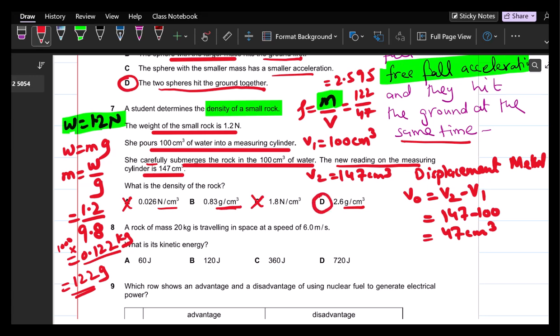So actually what was happening here, we use a measuring cylinder to find the volume of a liquid. The liquid's volume was 100 centimeter cube till here. Now what we have added is the rock here, due to which the level of the volume rises. So this is the new volume, that is 147. This is 100. So you have to find the volume of the rock. So that is going to be this one. Hope this is clear.